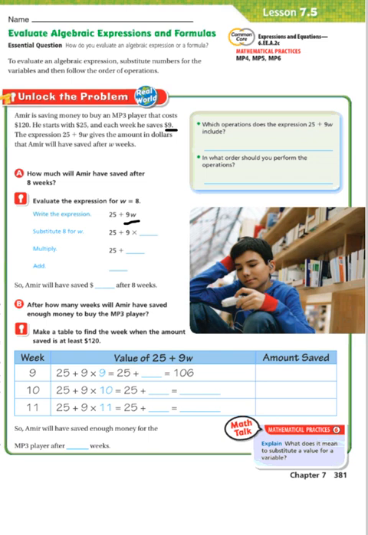25 plus 9 times 8, because W equals 8. Wherever we see the variable W, we plug in the number 8. So take out the W, and 8 goes in its place. Multiply.